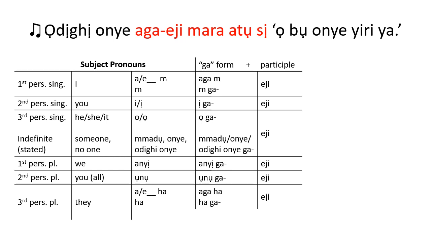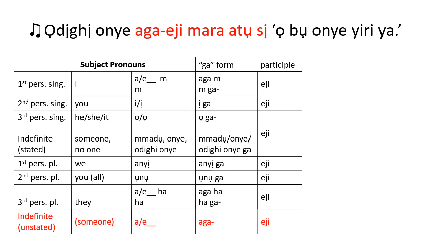In the sentence, we have ageji. That doesn't match any of the options. That's because the subject that's affecting that verb is an unstated indefinite subject. The conjugation for the unstated indefinite form of ga uses the a or e prefix, like in first person I and third person they, but nothing follows after.